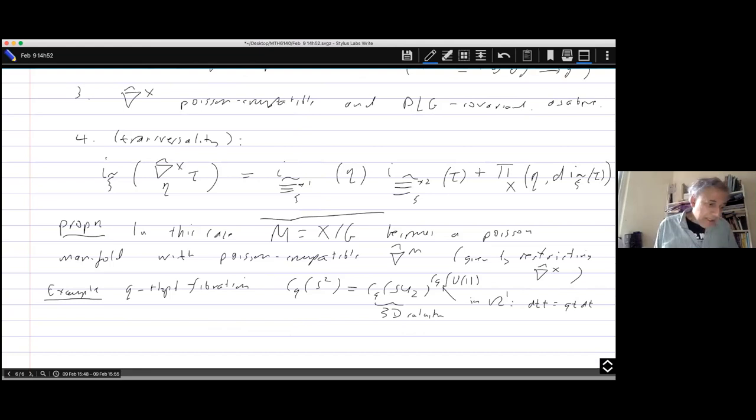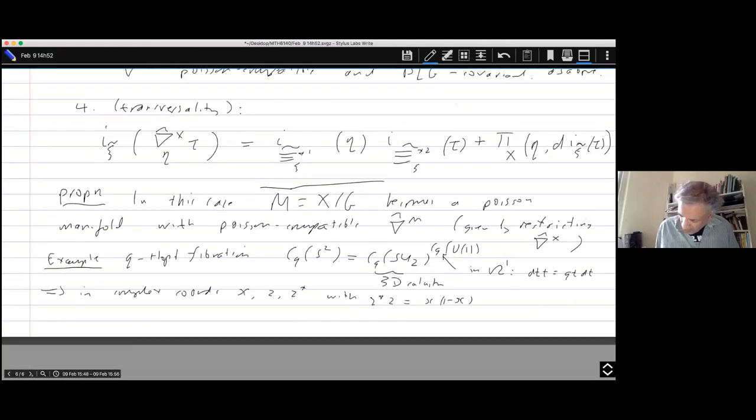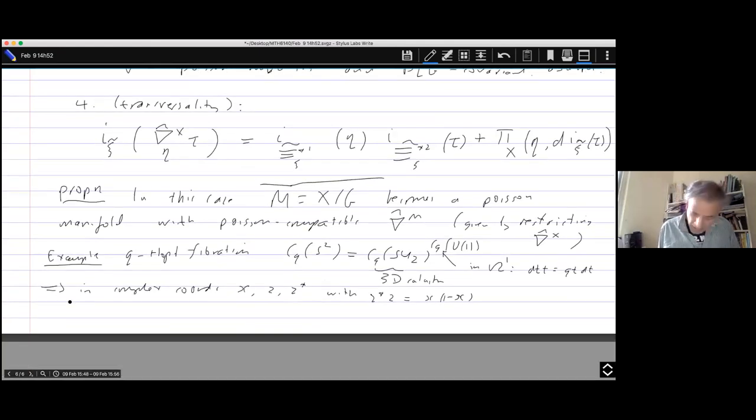Okay, so I won't go through all the calculation, but at the end of the day, this gives you, in complex coordinates x, z, z star, with z star z equal to x times 1 minus x. So that's a sphere, but just in the way it comes out in complex coordinates. You get a Poisson bracket.